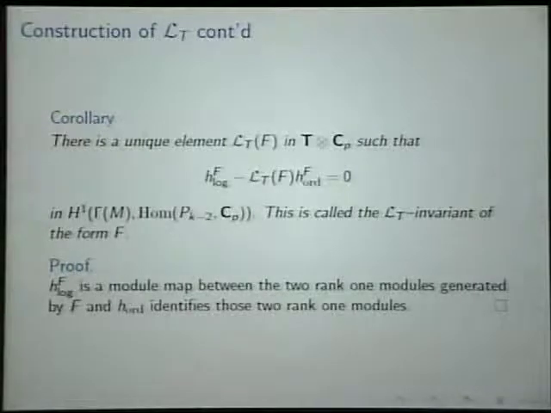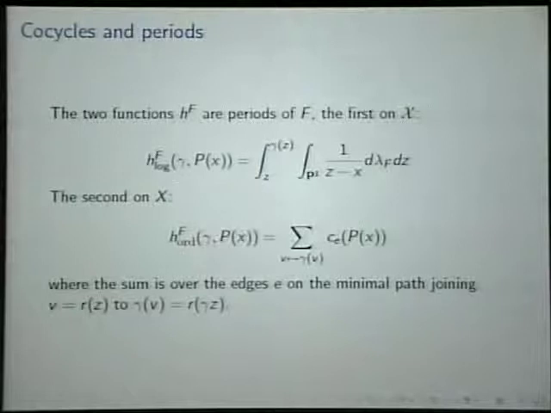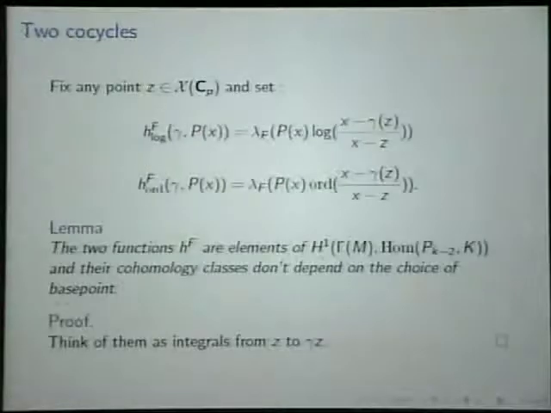I mentioned that the way you define these 2 cocycles is to do this integral here, and then this is the other one. So this is the one which is non-zero, and you take this guy over this guy, so log over ord, in order to get the L invariant.